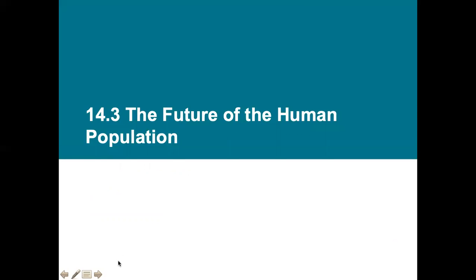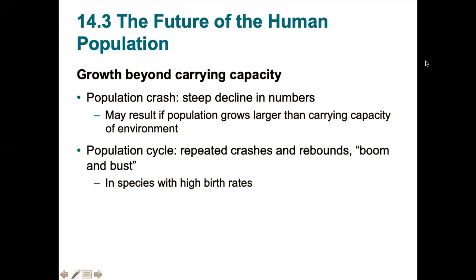So what happens if humans grow beyond our carrying capacity? Well, we could see a population crash. We could just see this big wipe out of humans. I mean, it's very possible, right? Disease could spread and take out the entire population or the majority of it. That happened with the bubonic plague, and smallpox has been used to wipe out entire populations.